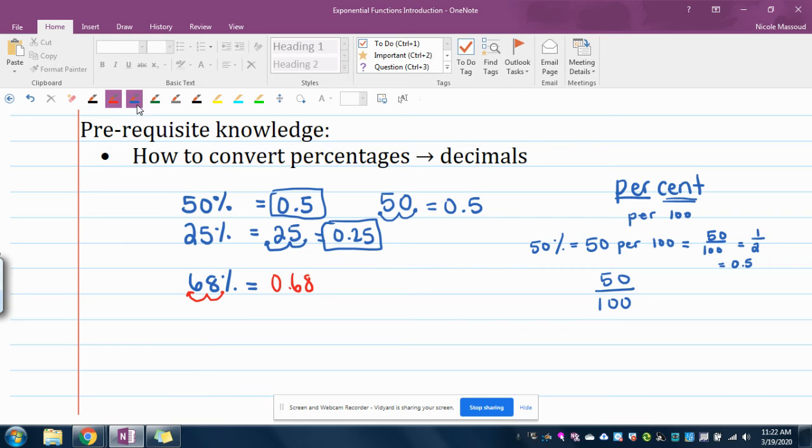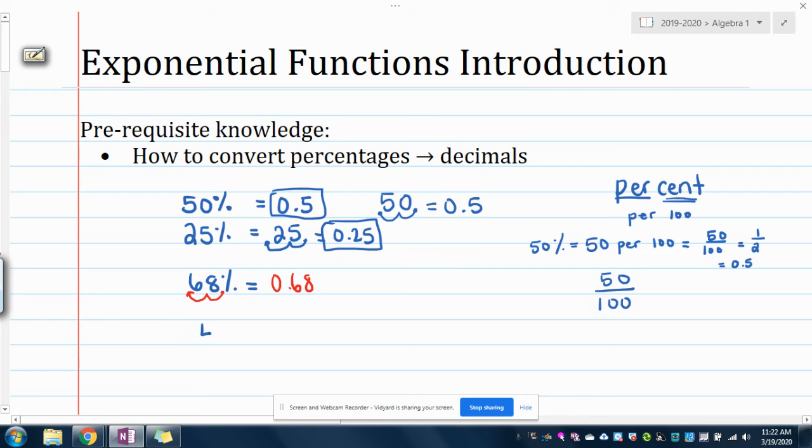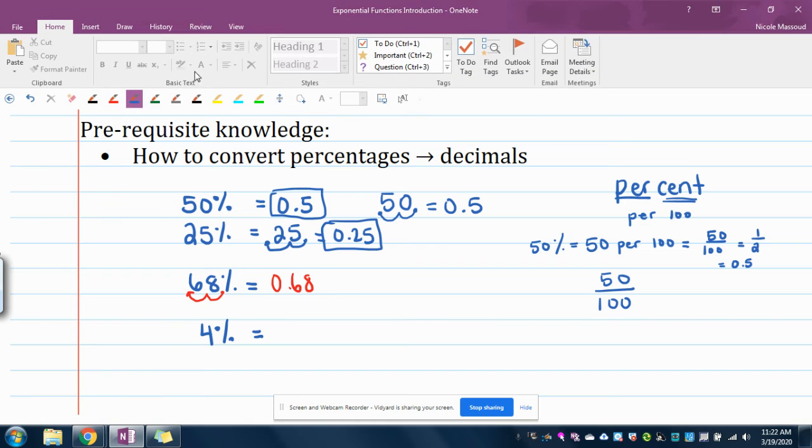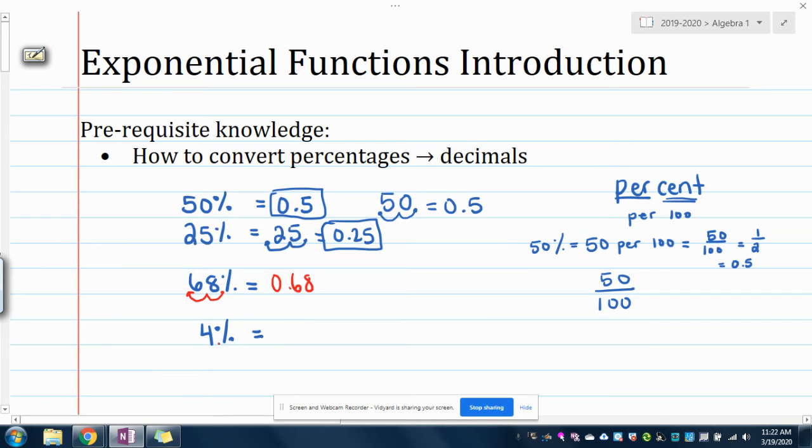Now let's do a little bit more difficult ones. If I have 4%. Now, I have a decimal place here, right? Because if there's no decimal place, it's at the end. I move it 2 units, and what I do is I put a 0. I fill in my little circles with zeros. So I have 0.04.